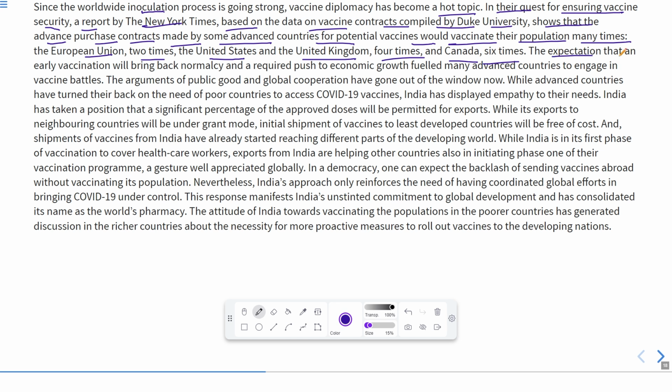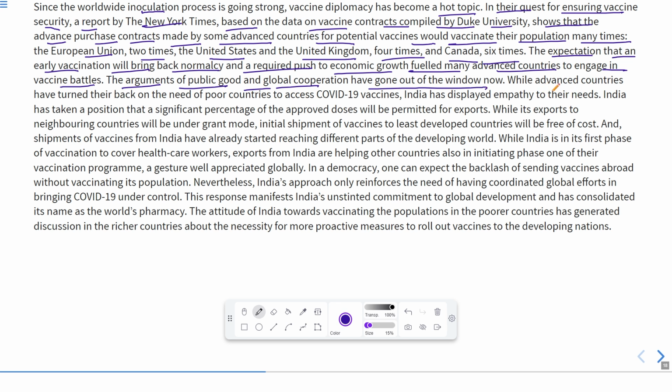Okay, the expectation that an early vaccination will bring back normalcy and provide the required push to economic growth fueled many advanced countries to engage in vaccine battles. So the expectation was that after vaccination everything will become normal as it was in the past, before the pandemic. So they gave advance orders, and their economic growth has been fueled, meaning encouraged.